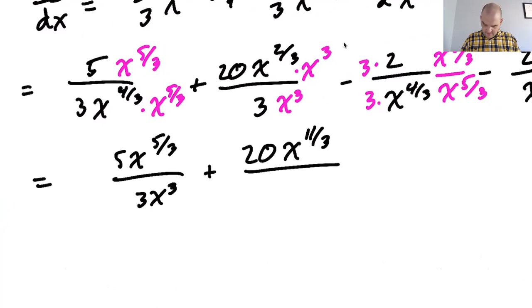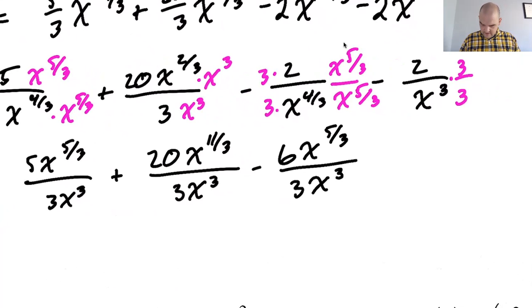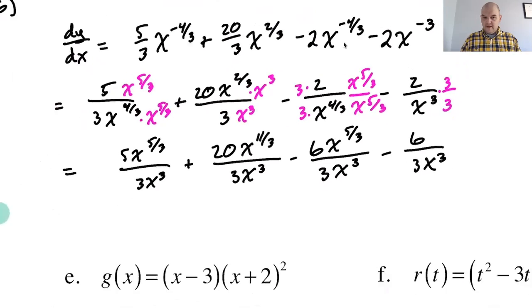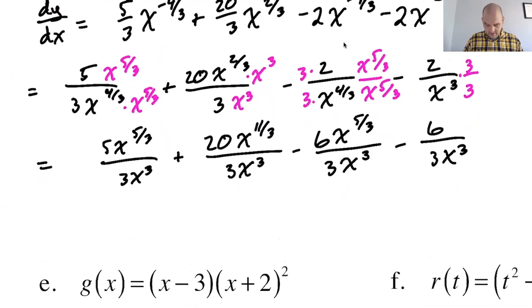It's gonna be so sad when this is wrong. I'm gonna be sad. You're almost certainly also going to be sad. 6x to the 5/3 over 3x to the 9/3, which is that, minus 6/3x cubed. It's like not looking great, but I think it might be right.